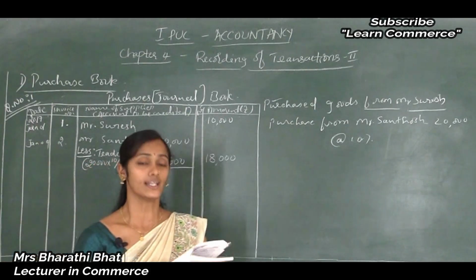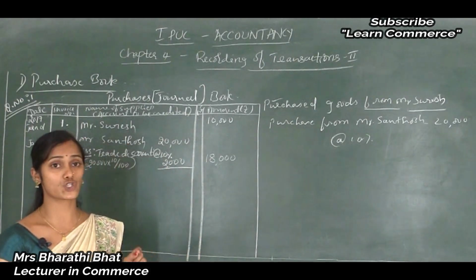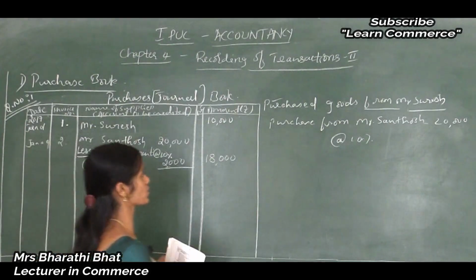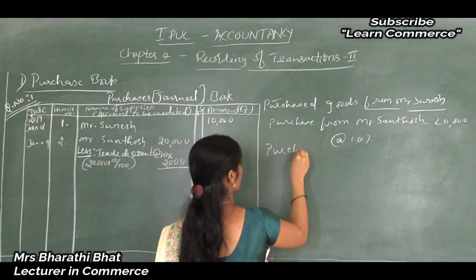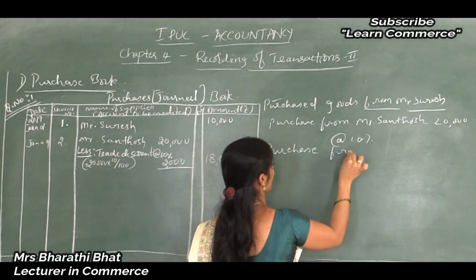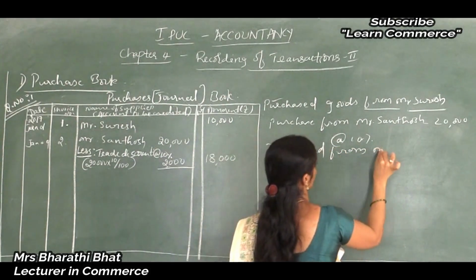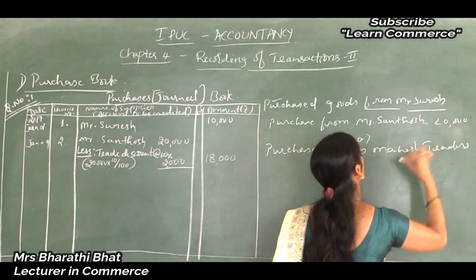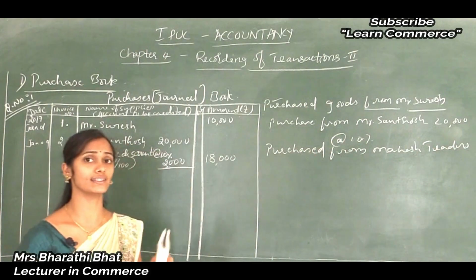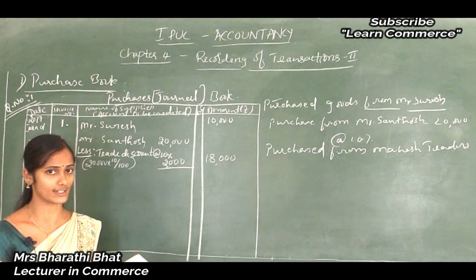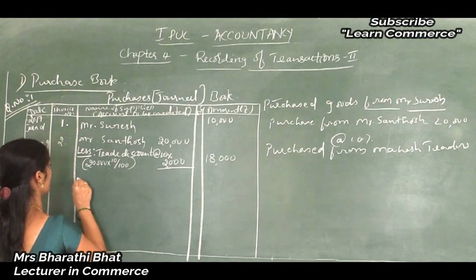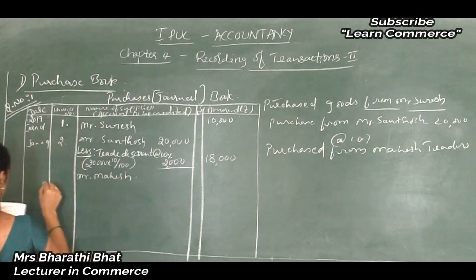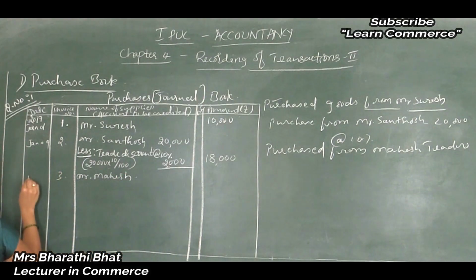January 11, purchased from Mahesh Traders. We know that when a person name is given, purchased from, then that transaction is considered as what? Credit transaction. So just write Mr. Mahesh, transaction dated on Jan 11.